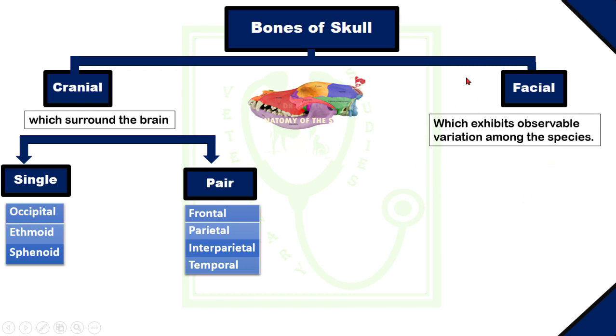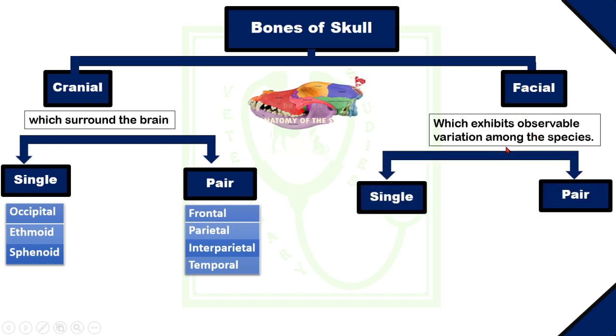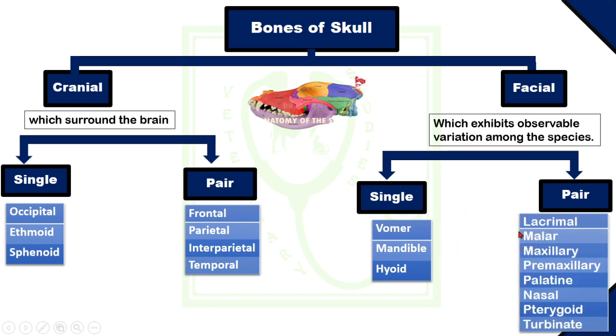Facial bones are the bones which exhibit observable variation among the species. So it means facial bones form the facial features or expressions of animals. Facial bones consist of single and paired bones. Vomer, mandible, and hyoid bone are single bones, whereas lacrimal, malar, maxillary, premaxillary, palatine, nasal, pterygoid, and turbinate bones are paired bones.